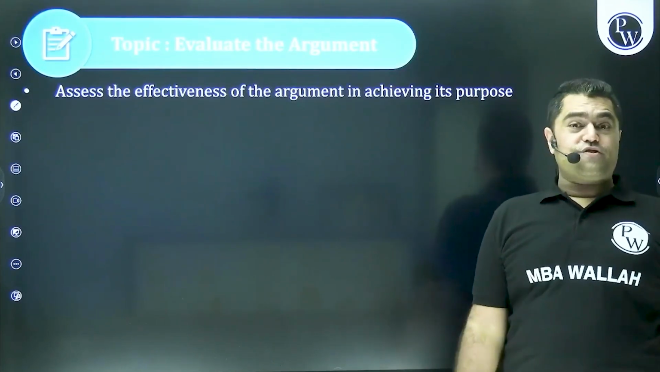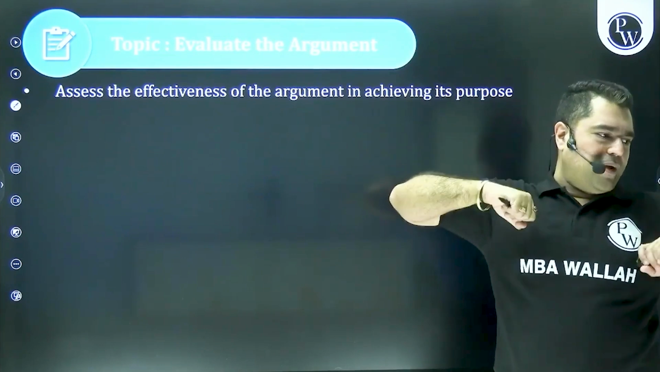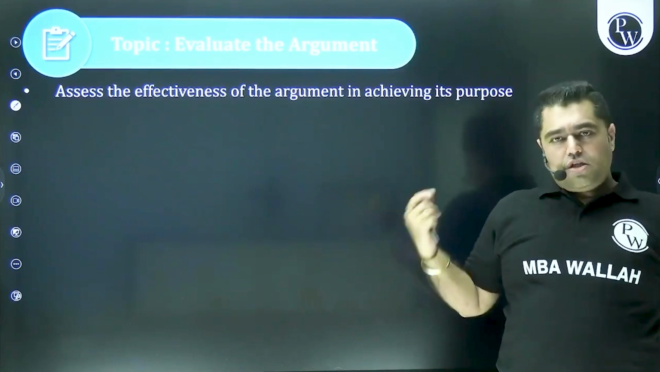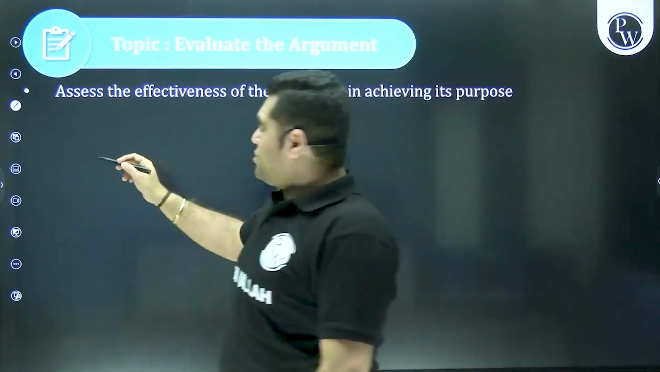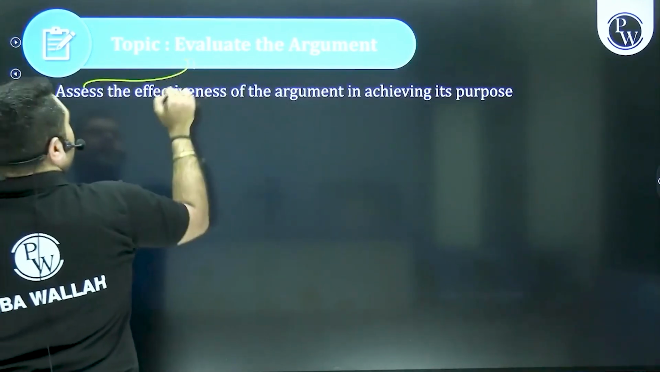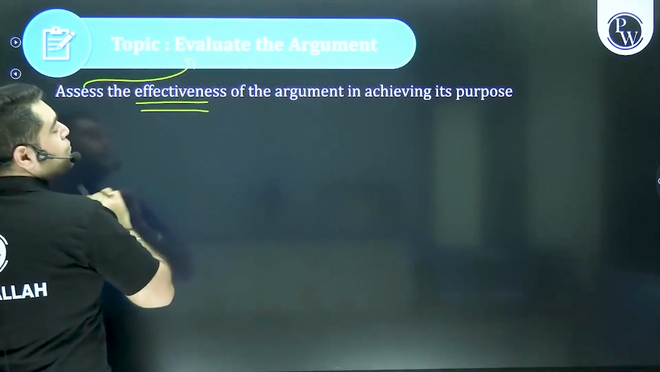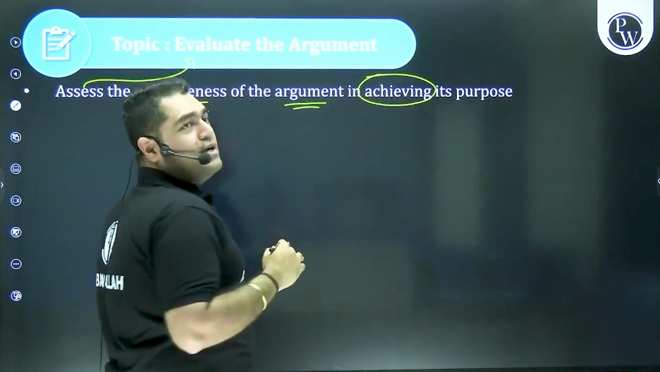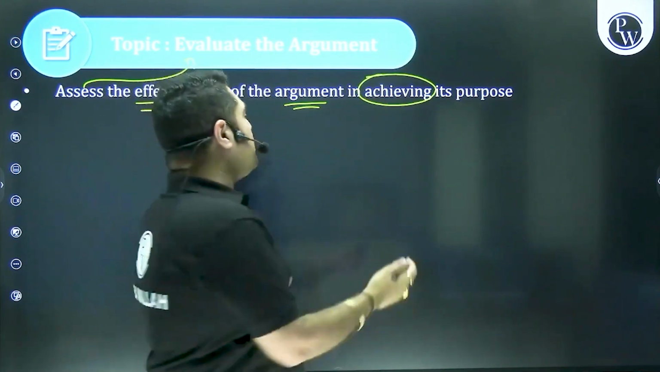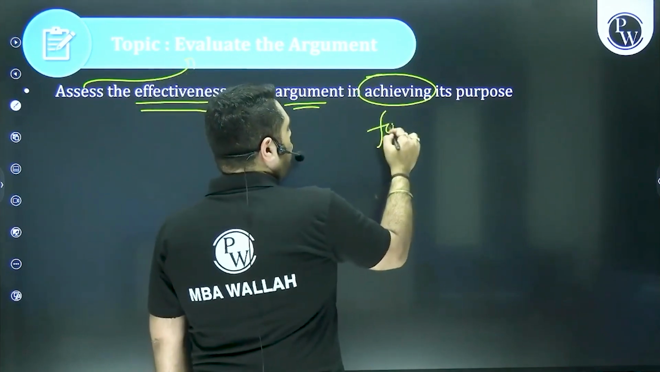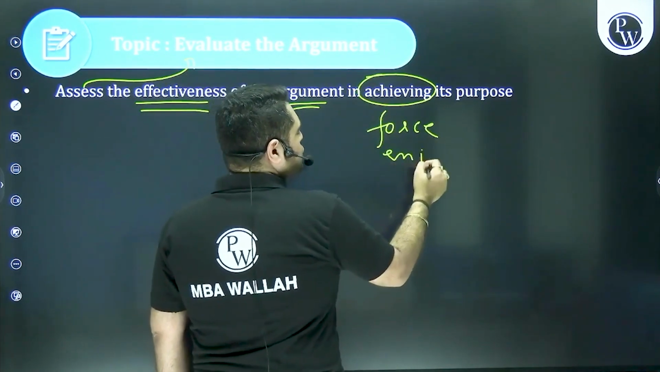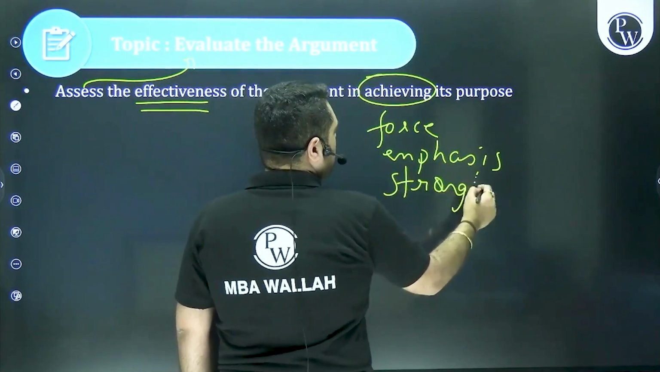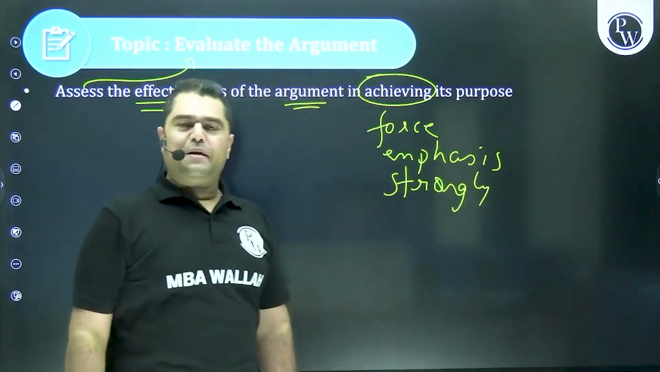Next type, very interesting: evaluate the argument. Evaluate the argument is also very cool and very interesting, because in this case you are being asked to assess. Assess is nothing but evaluating the effectiveness of the argument in achieving its purpose. So is it able to do it? Is it able to do it with force, with emphasis? Is it able to do it strongly? Making sense? All of these kinds of multiple things come.